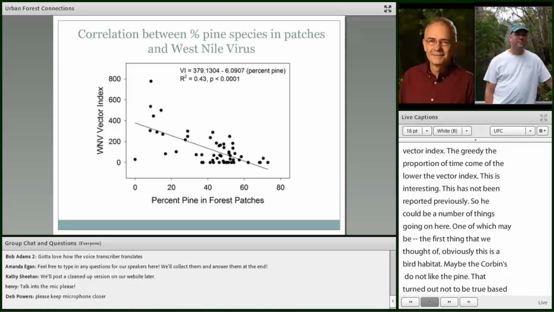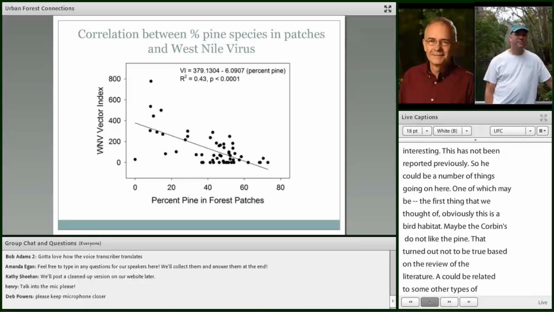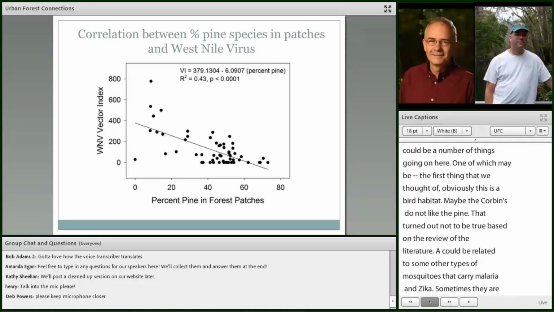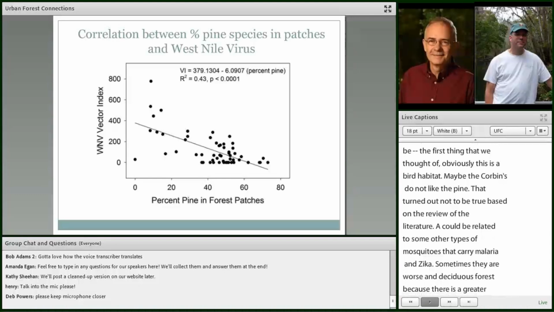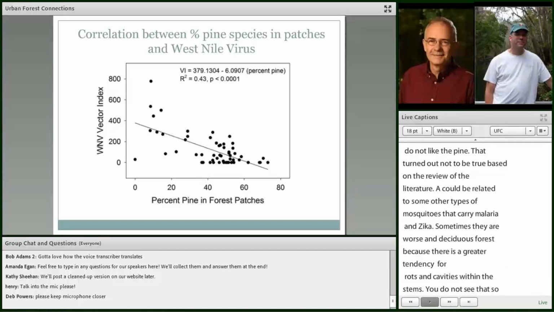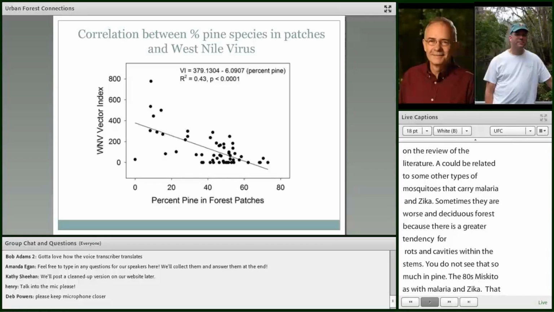It could be related to other types of mosquitoes that carry malaria and Zika. Sometimes they are worse in deciduous forests because there's greater tendency for rot, for cavities in the stems, where you don't see that so much in pine. So the Aedes mosquito, with the malaria and the Zika, tend to breed in those cavities. That had not been reported for Culex, but nonetheless it could be a contributing factor. Also in Atlanta, the pine tend to occur on drier sites.